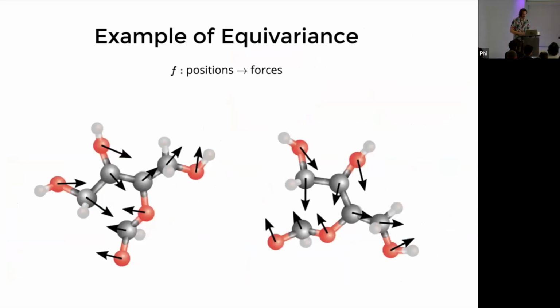Just to give some examples of tasks for which equivariance is useful. Let's say you have a molecule and you want to take as input the position of each atom, and you want to predict the forces. This is equivariant because if you rotate your molecule, the forces rotate with it.